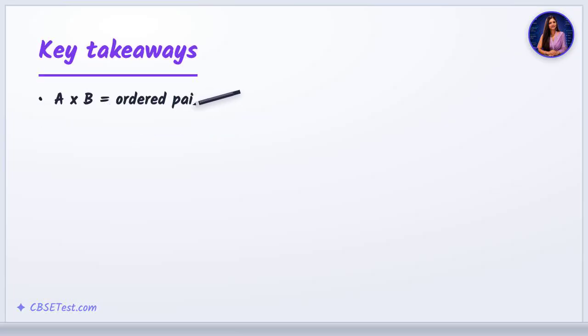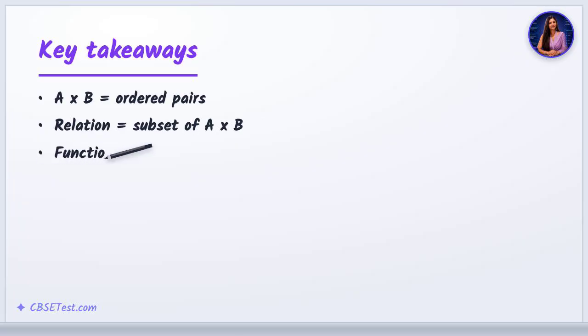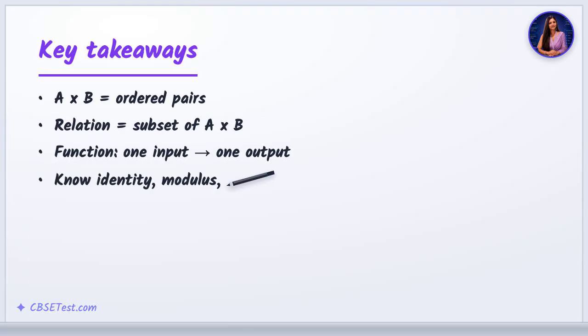To recap, the Cartesian product makes ordered pairs. A relation is a subset of it. A function gives exactly one output per input, and the standard real functions are worth knowing well.